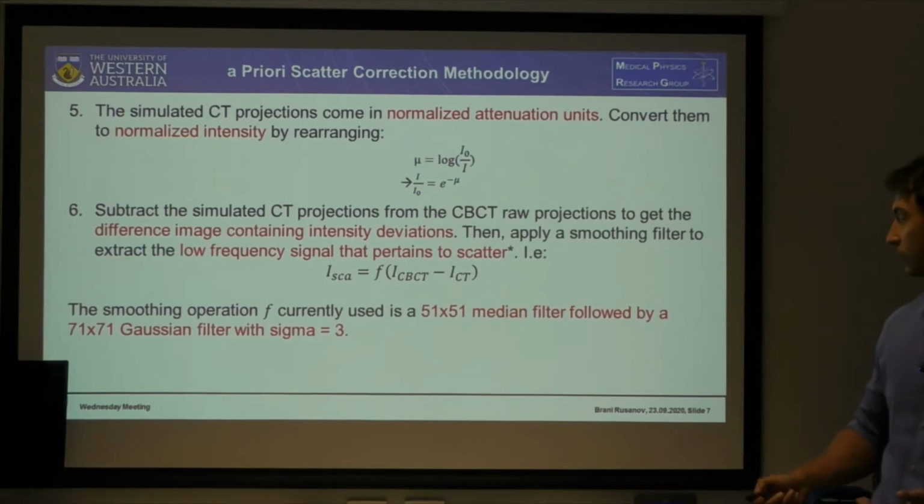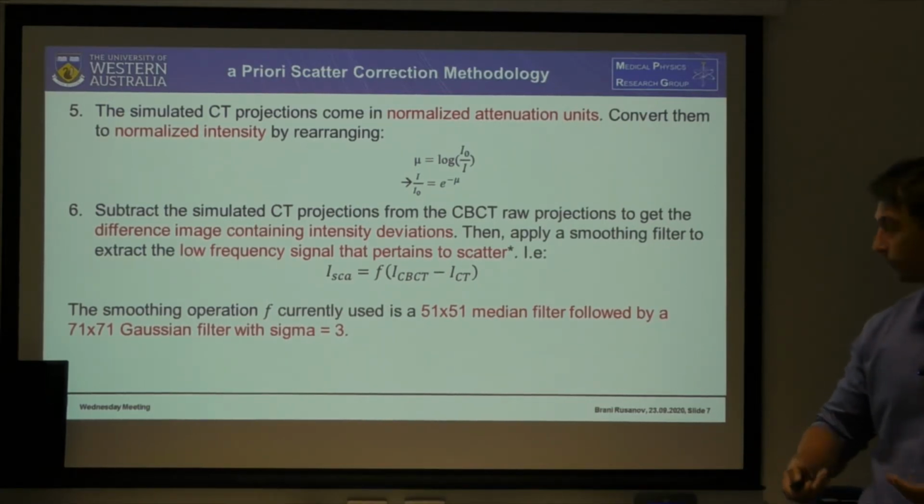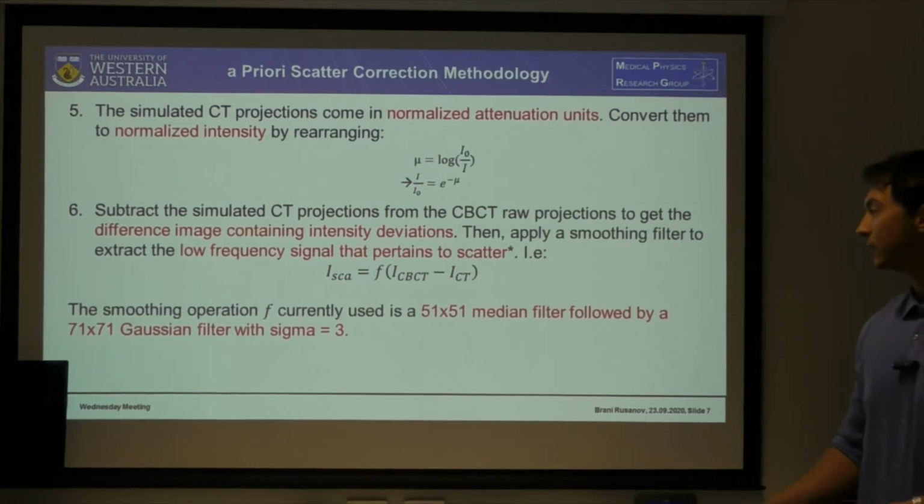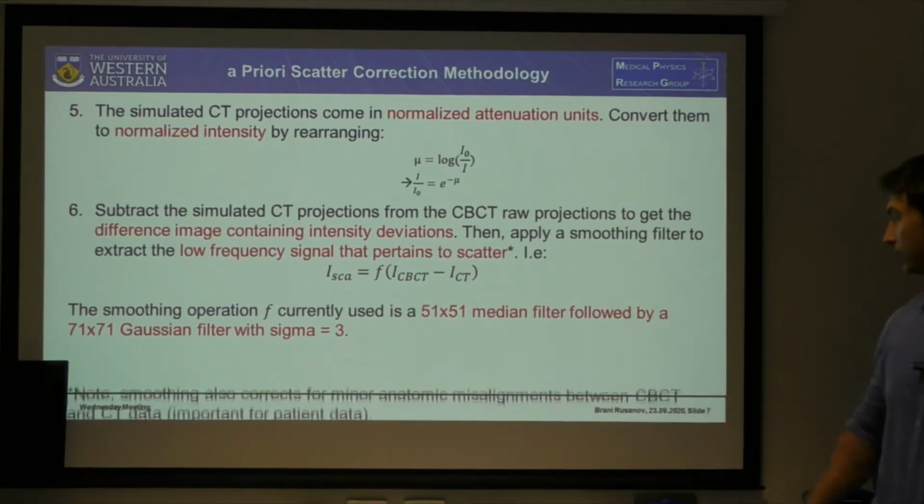And in this case, the smoothing filter that I took from the literature, that's been optimized in the literature, consists of a 51 by 51 median filter followed by a 71 by 71 Gaussian filter. And in equation form, this is what I have just described.